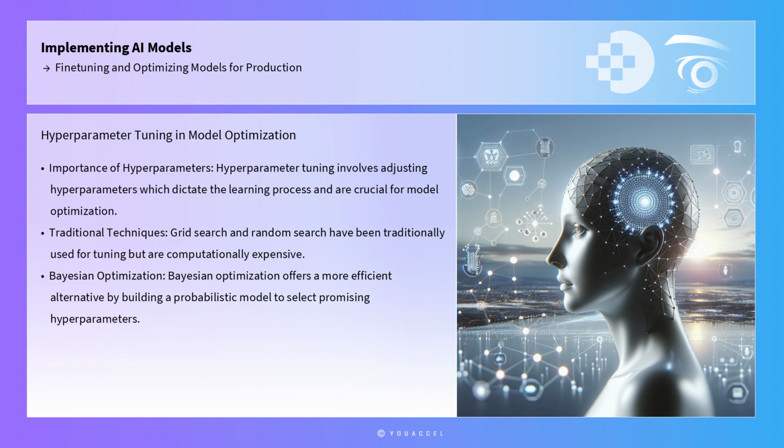Bayesian optimization offers a more efficient alternative by building a probabilistic model of the objective function and using it to select the most promising hyperparameters to evaluate. This approach not only accelerates the tuning process, but also often finds better solutions than exhaustive searches.